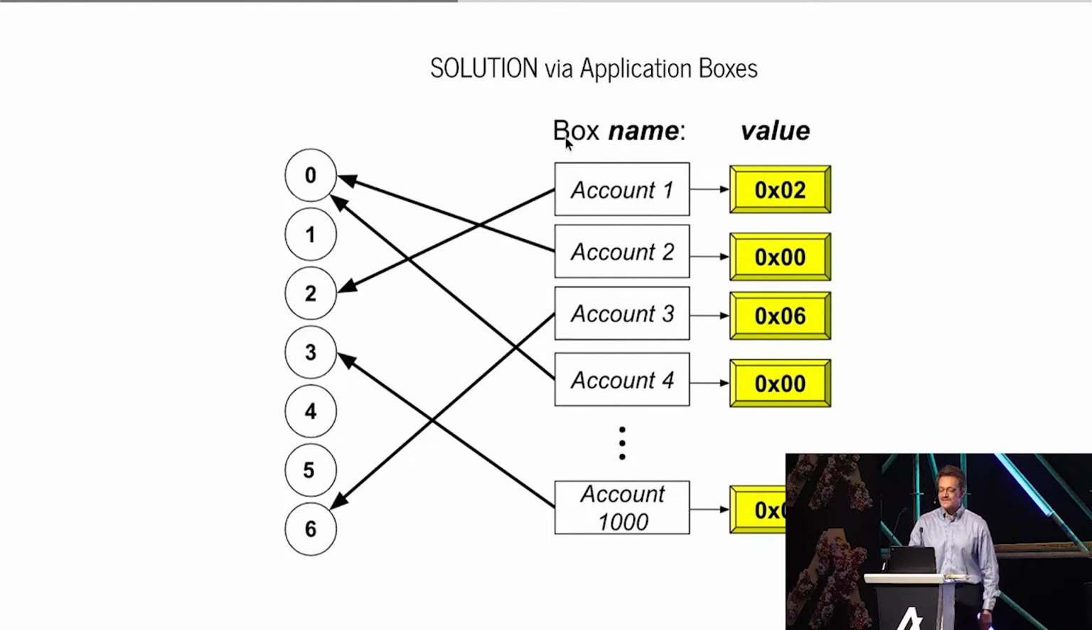And so how are we going to solve this problem in our case? Well, for example, here, account 1 has voted for choice 2. We'll simply save, for the name of this box, the address of account 1, and we'll store for its value the byte 2. And if we had 1,000 submissions, that just means we need 1,000 boxes altogether.